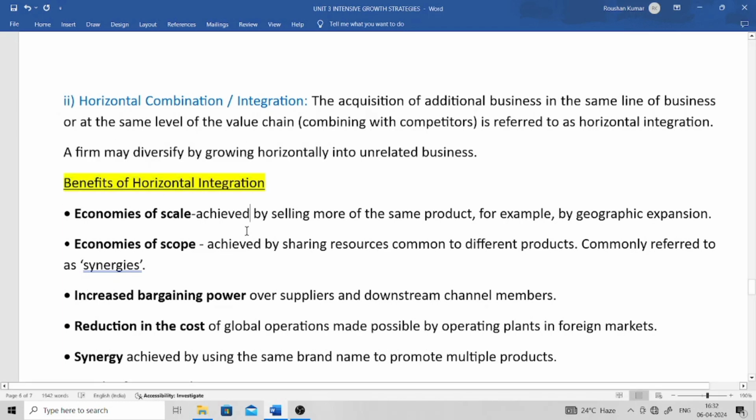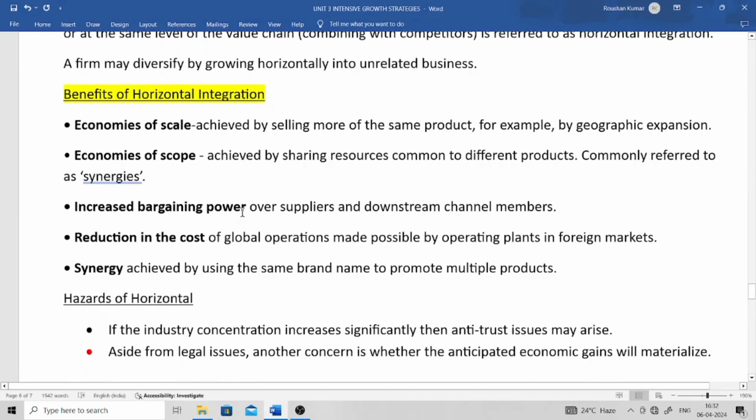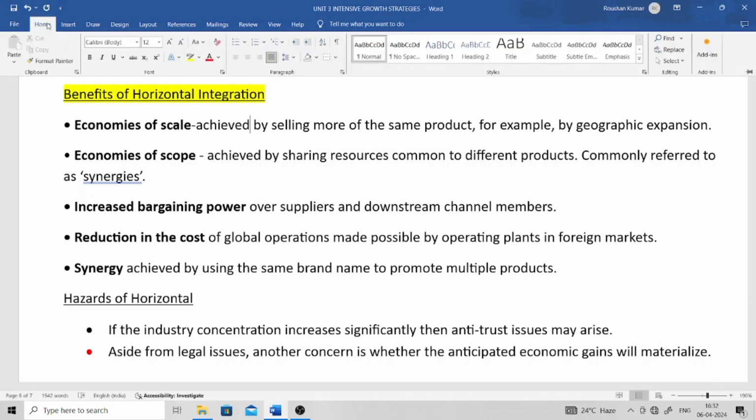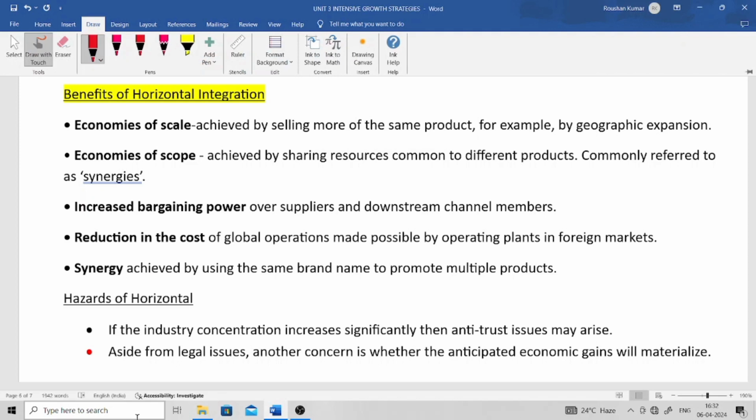So where I was talking about the benefits of horizontal integration. First, it is the economies of scale. Second, it is economies of scope. Third, you have increased bargaining power over suppliers. Then reduction in the cost of global operations. And the fourth one, that is synergy achieved by using the same brand name to promote multiple products. So these are the benefits of horizontal integration.